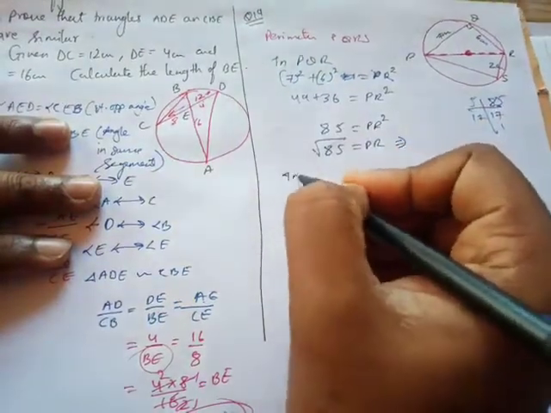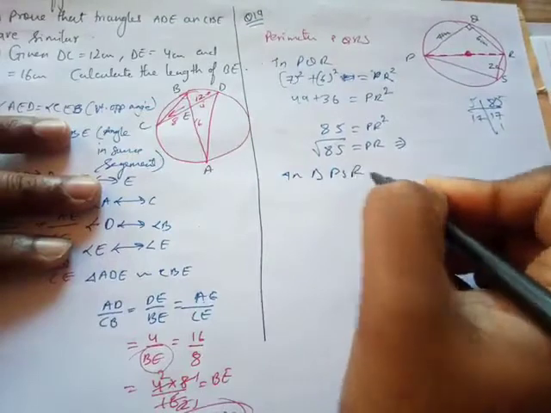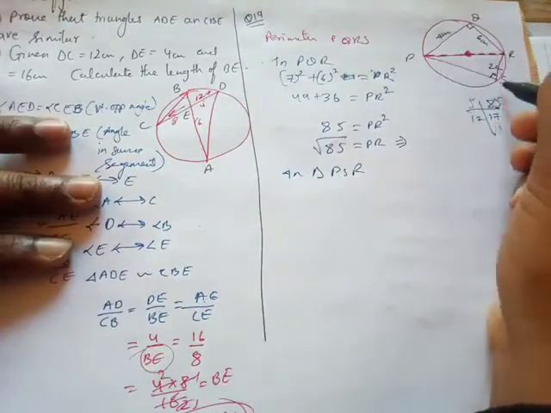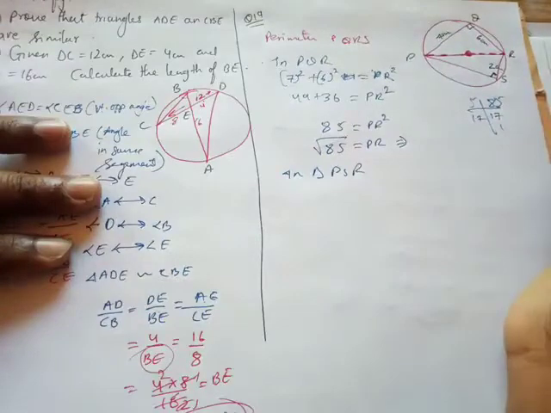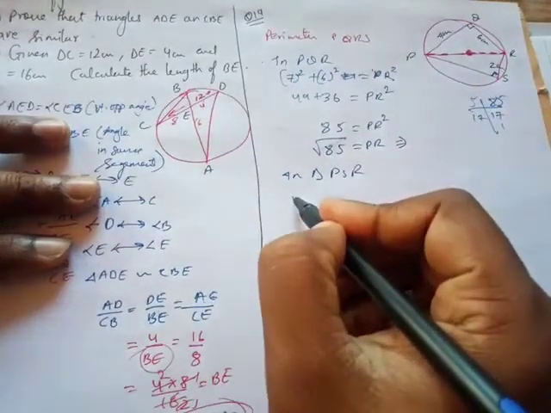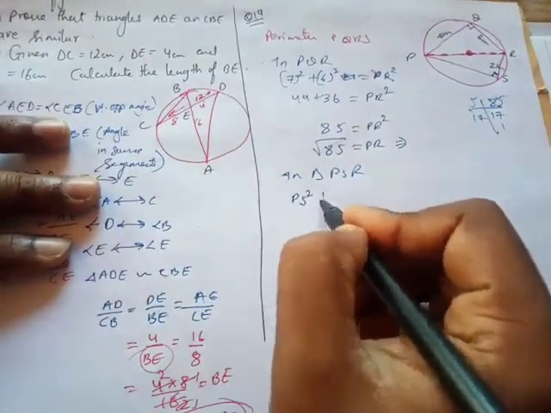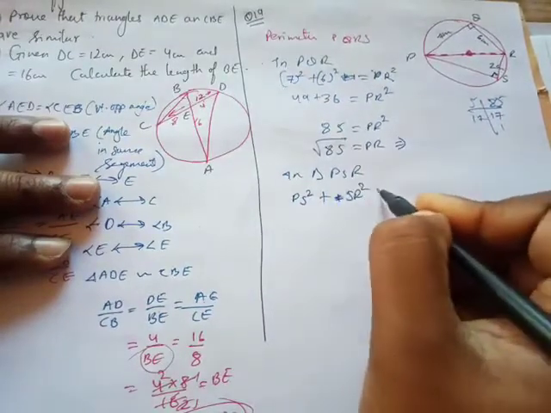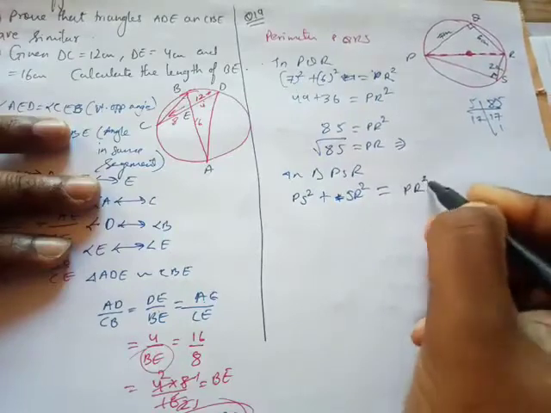Now I'll see in triangle PSR. PSR is also a right angle triangle because the angle is being formed over here. Can you guys see? So this is a right angle triangle. So what will I be writing? PS square plus SR square equals PR square.